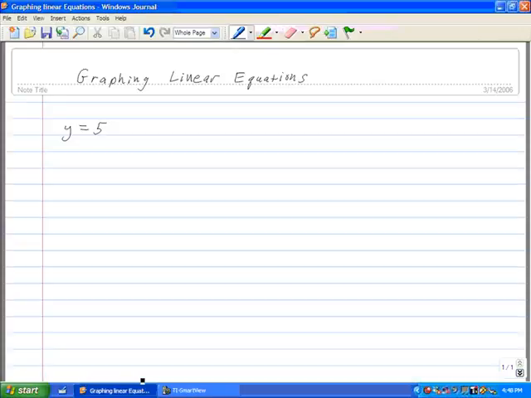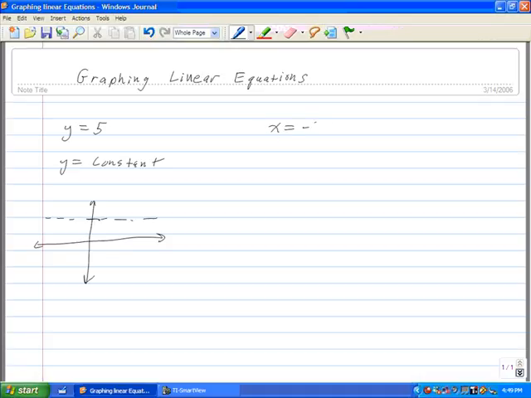So y equal to any constant, regardless of what that constant is, is going to give us a horizontal line. Horizontal line passing through the y-axis at that value. So whatever that constant value is, this graph, that line, will pass right through it.